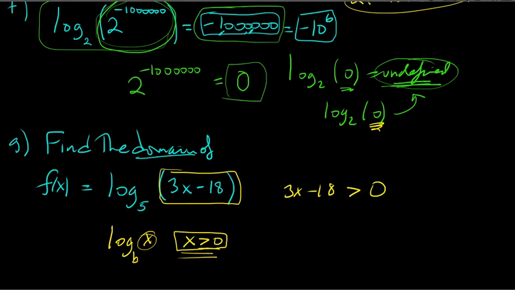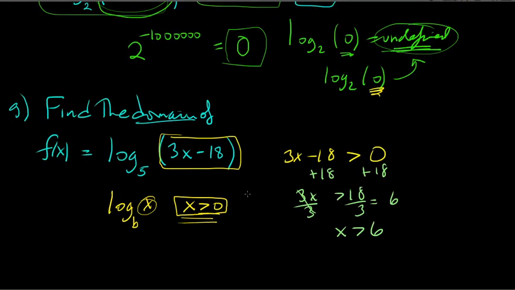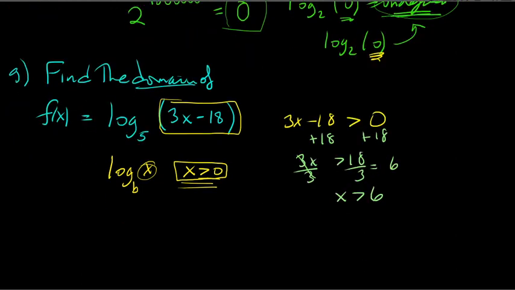So I'll let you solve this. It'll take 10 seconds, right? Add the 18 and divide by 3. We're dividing by positive numbers, so we don't flip the inequality. So 18 over 3 is 6, so we just get x is greater than 6. And there's the answer, right? The domain is x is greater than 6.